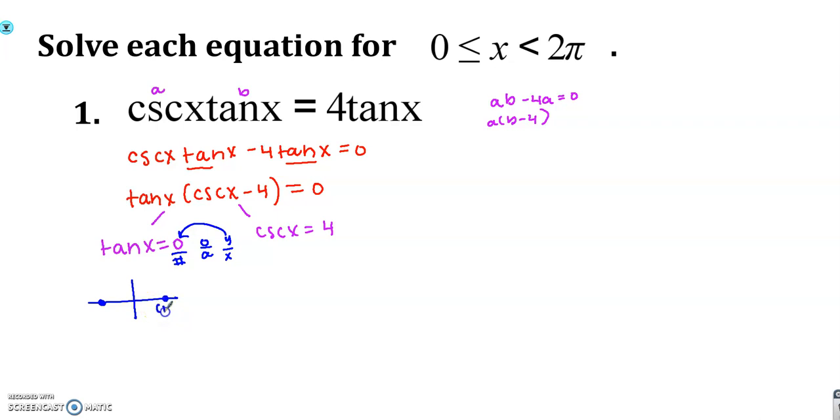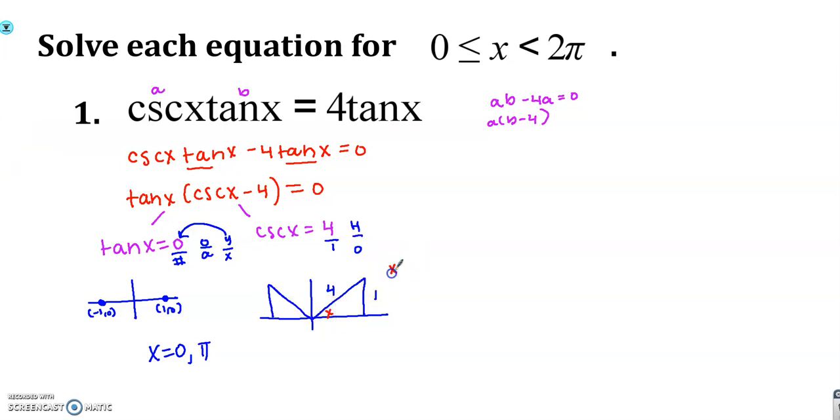You don't have to label the points anymore unless it helps you, but both of these, my y over x, would give me a tangent value of 0. So for the tangent equation, I'm going to get x equals 0 and x equals pi. Now cosecant, this will be 4 over 1. This is going to be my hypotenuse over my opposite. So this one is going to be triangles. However, they are not special right triangles. I don't have a special right triangle that has a hypotenuse of 4. So that means I'm going to have to use my calculator to solve it.